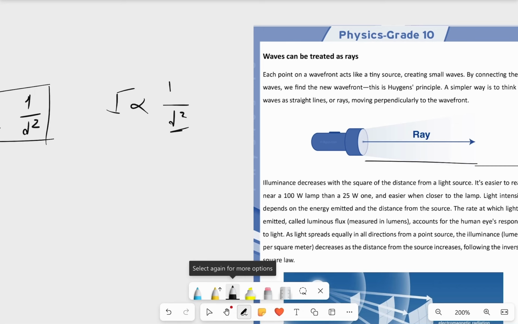If we double that distance, we're going to say 1 over 2 squared. This is going to be 1 over 4. If we triple that distance, it's going to be 1 over 3 squared. It's going to be 1 over 9. This is the fraction, or this is the change in the intensity of light.